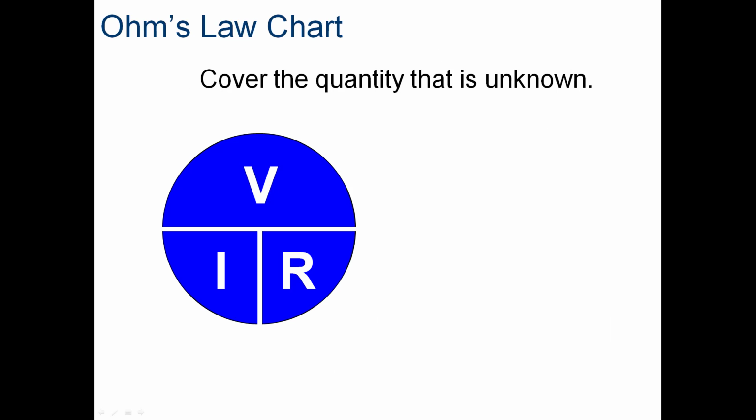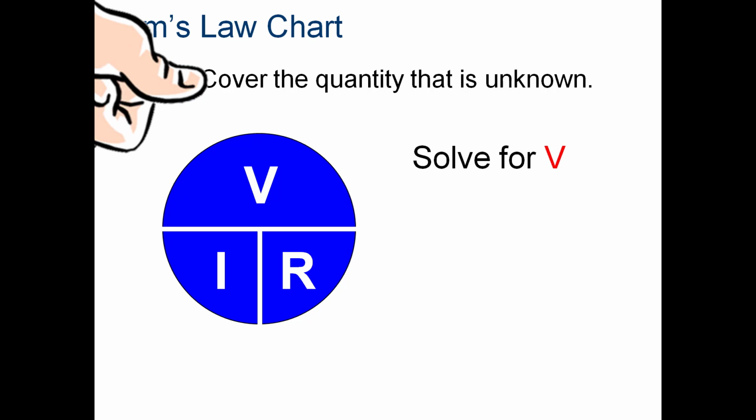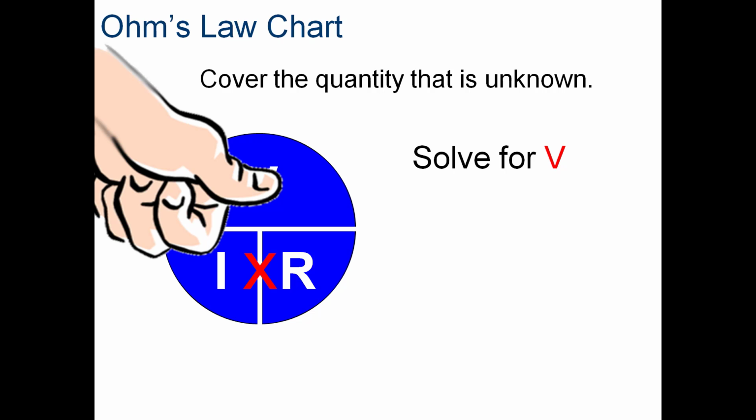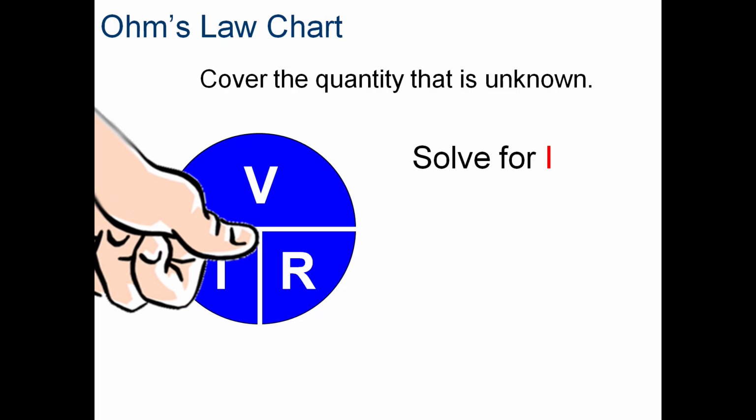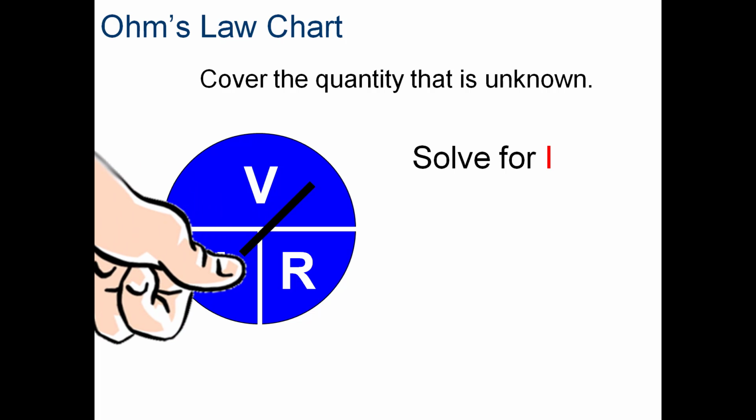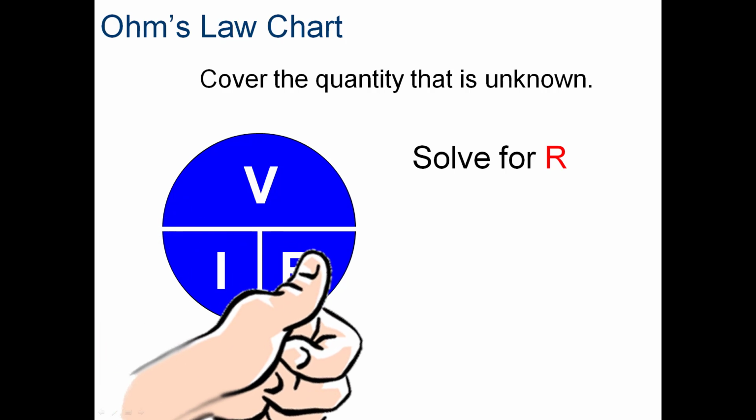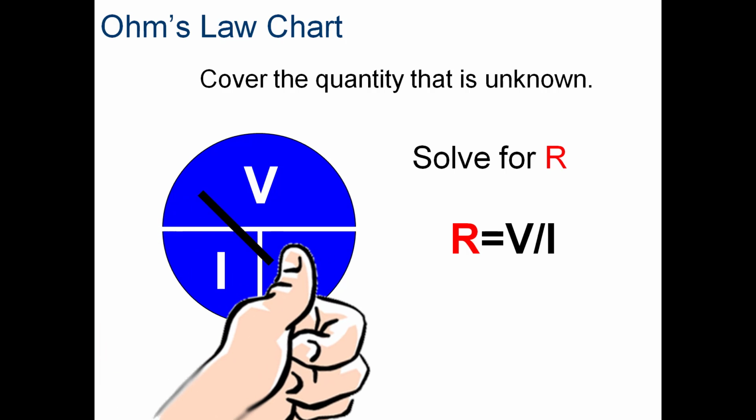It's represented by this chart. Just cover up the quantity that you don't know. So if I want to solve for V, put my thumb over V, and I see it's I times R. If I want to solve for I, cover up I, I see it's V divided by R. Similarly, solve for R, cover up R, and it's V divided by I.